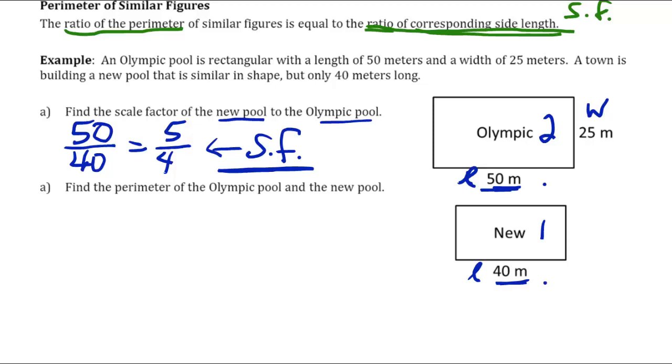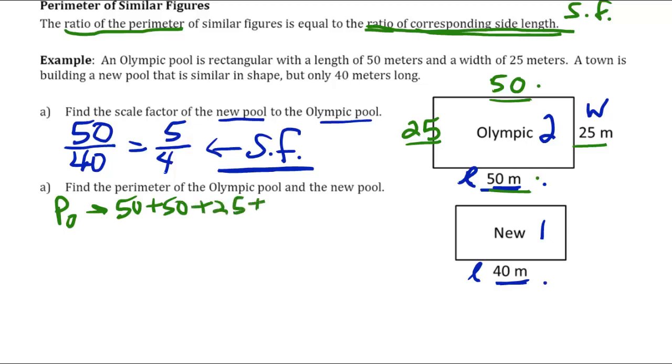Now we're going to find the perimeter. The first thing I want to figure out is the perimeter of the Olympic pool. I can figure that one out, right? Because I've got 50 for the length and 25 here for the width. So I've got two 25s plus two 50s. Let's find the perimeter, and I'll put just an O down here at the bottom. The perimeter of the Olympic pool is going to be 50 plus 50 plus 25 plus 25. Add up all your sides, and we're going to get 150 meters. So that's the perimeter of the Olympic pool.